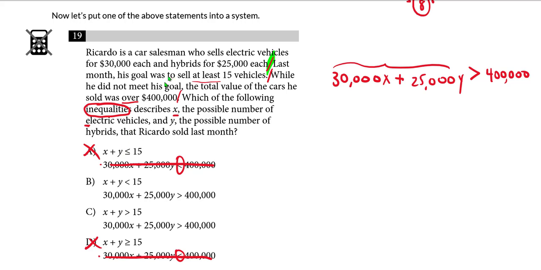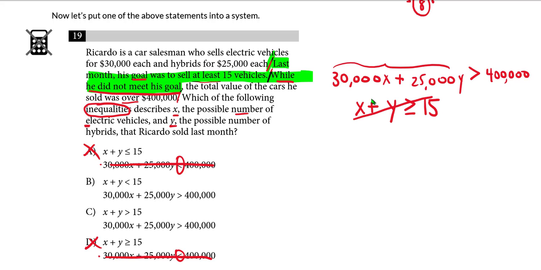Now we have to deal with the other inequality, and the other inequality comes from this information in the question. This is the new information that we're given that we were not given in example 2 above. So now we have his goal was to sell at least 15 vehicles. So what that means is that the number of electric vehicles plus the number of hybrid vehicles, X plus Y, he wanted, his goal was to sell at least, which is greater than or equal to 15. But then we get this information here that says he did not meet his goal.